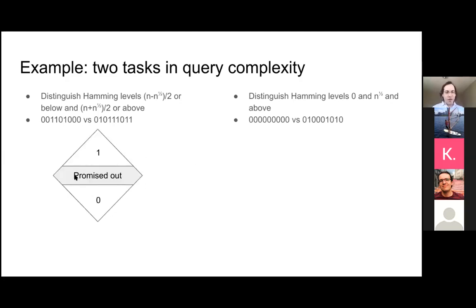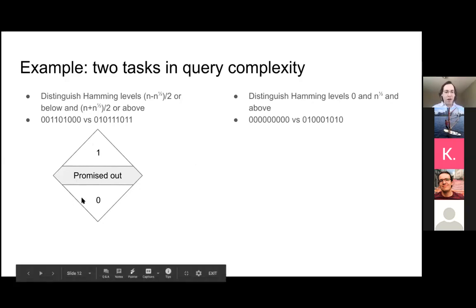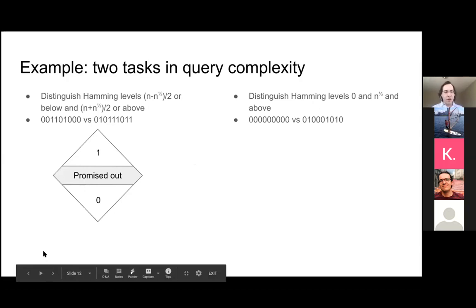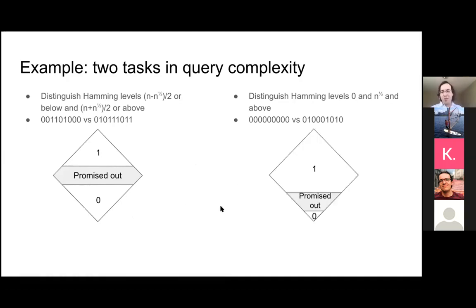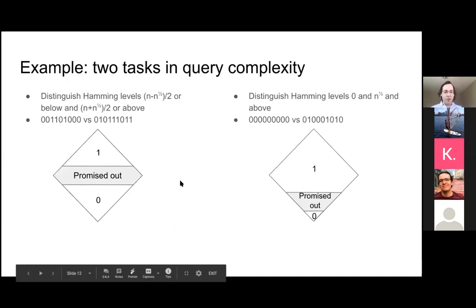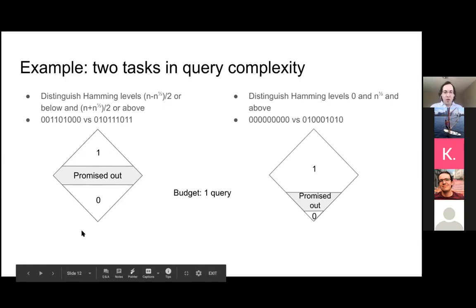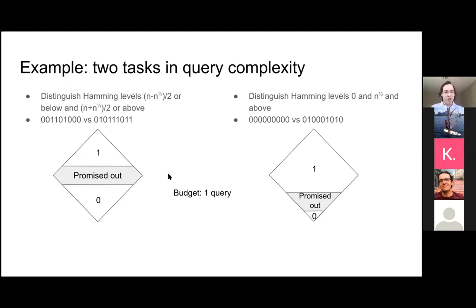In terms of a picture, if this is the Hamming weight diagram, at the top will be the all one string, at the bottom is the all zero string. On the left, we've promised a root n section in the middle of the Hamming weight, and on the right, we've promised a root n section right above the all zero string. In both cases, you want to distinguish the top from the bottom. You get to make queries to the input string, so you get to look at a certain number of bits. In this case, the budget is one query, so you get to look at exactly one bit of the input.